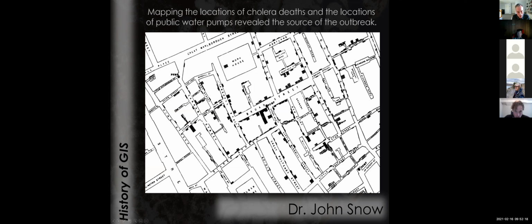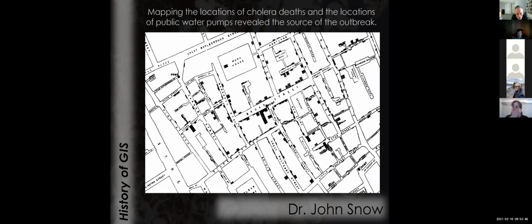He went to different addresses and knocked on doors and asked, has anyone here died from cholera? And he made a map of all the deaths in different locations. He also mapped out the locations of the water pumps in the city, where people would get their public water supply. You can see there's a pump here, there's a pump here, there's another pump down here.